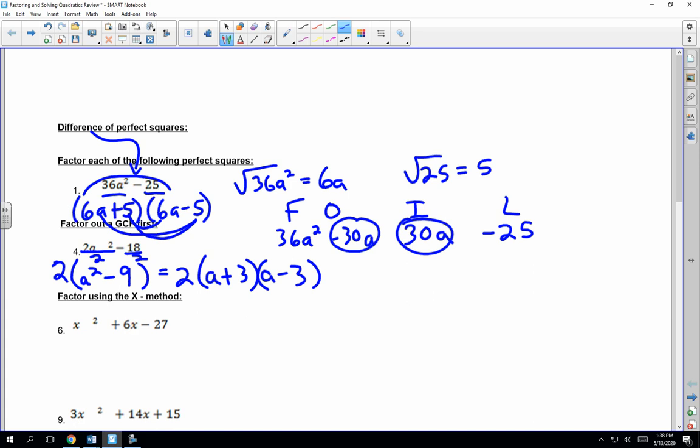Okay. As I move into number 6, I can quickly and easily see there is no GCF other than 1. It's definitely not going to be a difference of squares because I don't even see perfect squares. Like 27 is not a perfect square. I guess the 1x squared is a perfect square, the 27 is not. But it's not a difference of 2 perfect squares because there are 3 terms. This is in fact a trinomial. It's going to factor as 2 binomials.